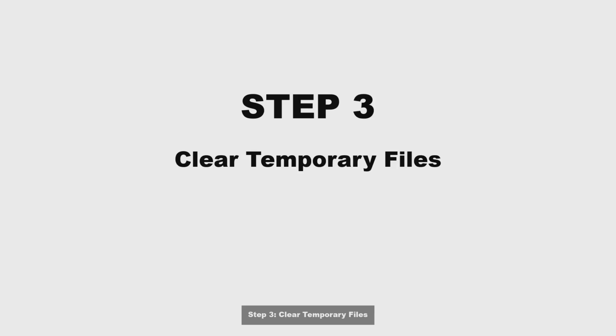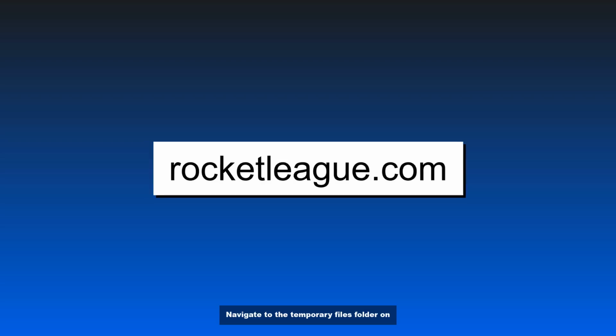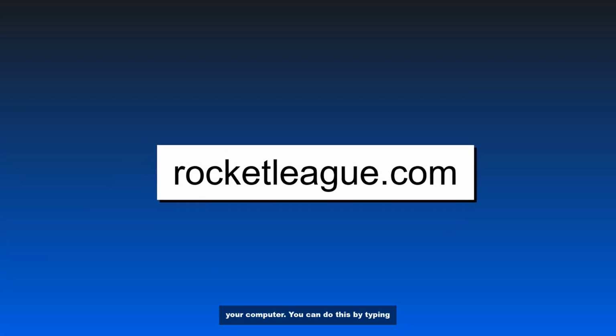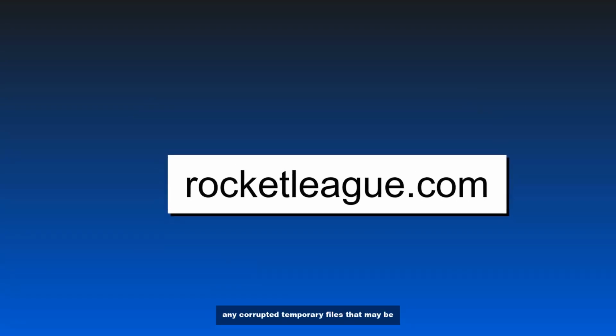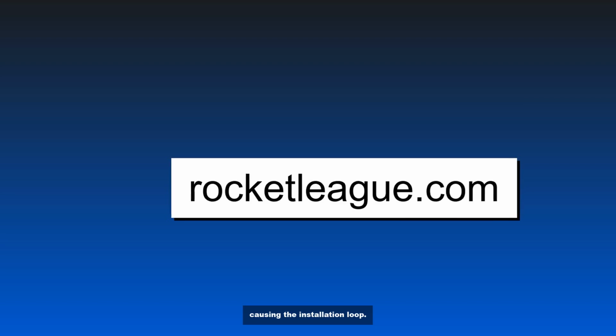Step 3. Clear temporary files. Navigate to the temporary files folder on your computer. You can do this by typing %temp% in the run dialog, press Windows + R. Delete all files in this folder to remove any corrupted temporary files that may be causing the installation loop.